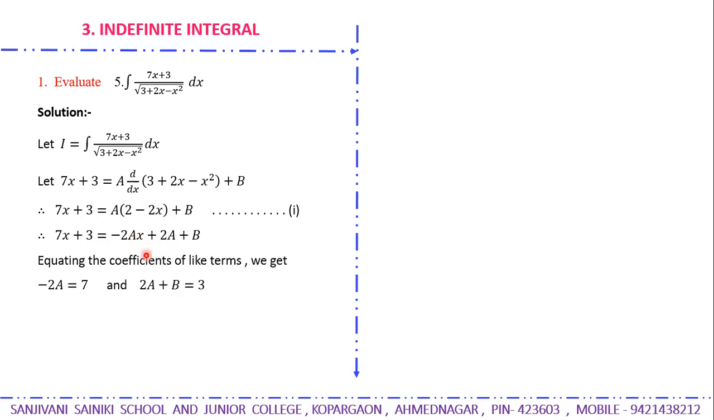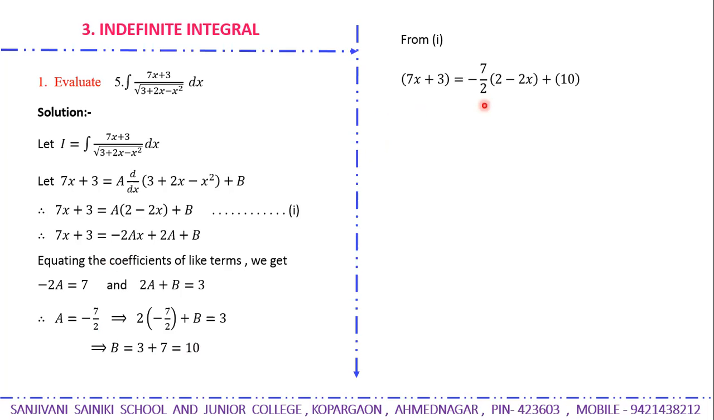So equating the like terms on both the sides, we get -2a is equal to 7 and 2a + b is equal to 3. After simplifying, you get the value of a as -7/2 and b is equal to 10. Use these values in equation number 1. We get 7x + 3 is equal to -7/2 times (2 - 2x) plus 10.